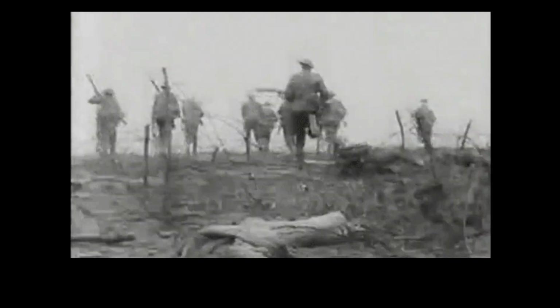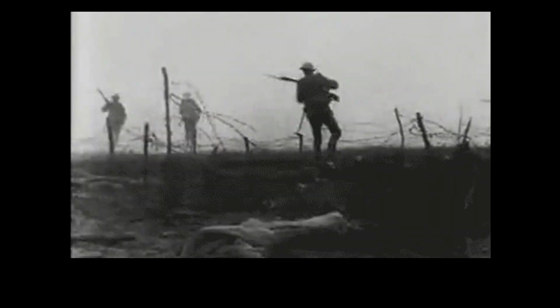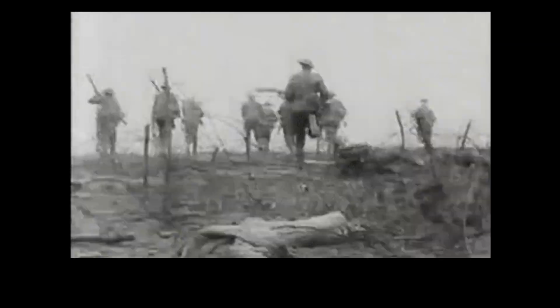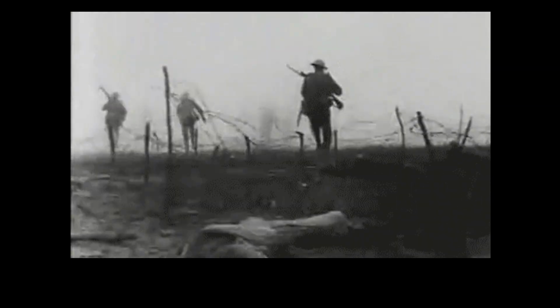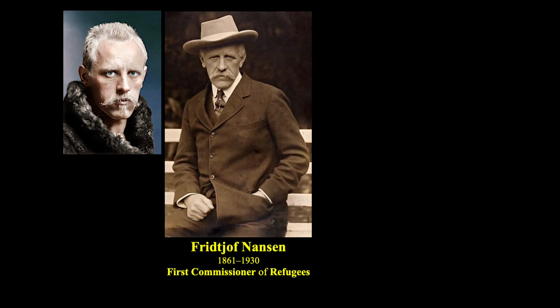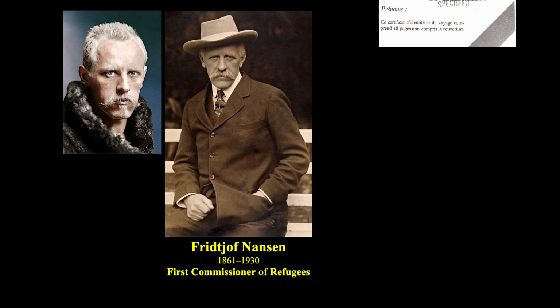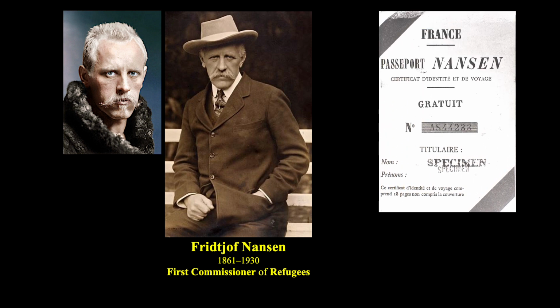The First World War proved even more horrific. Among the many problems that developed were those of displaced people. Fridtjof Nansen was an Arctic explorer who gained fame far beyond his native Norway. After the First World War, he had a second career and became the League of Nations' first Commissioner of Refugees. Particularly concerned about stateless persons, he was able to issue identity documents known as Nansen passports.